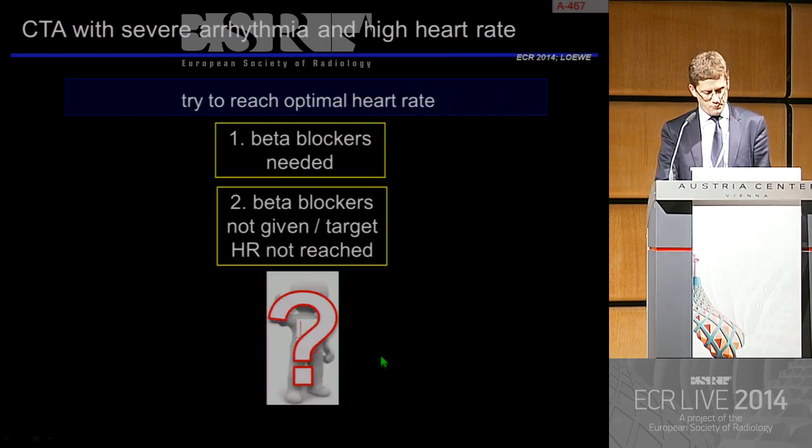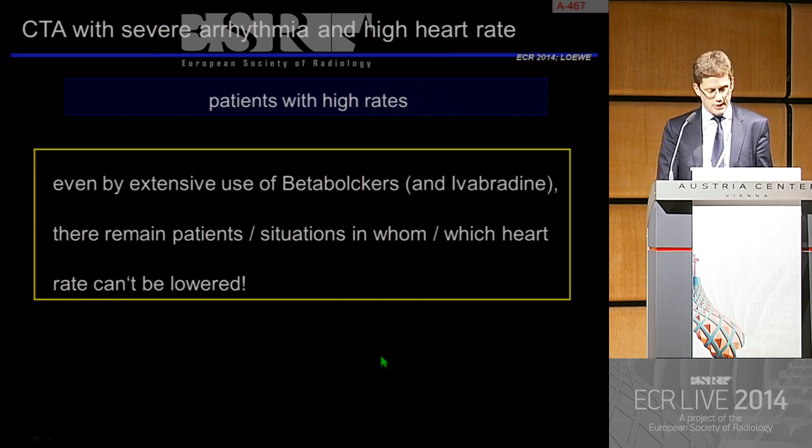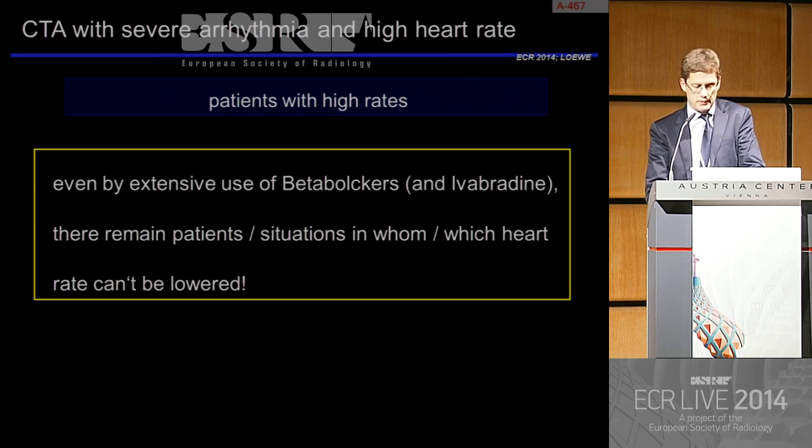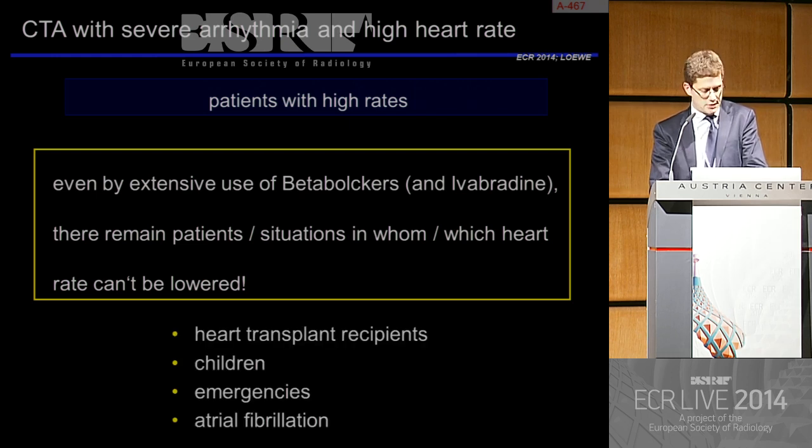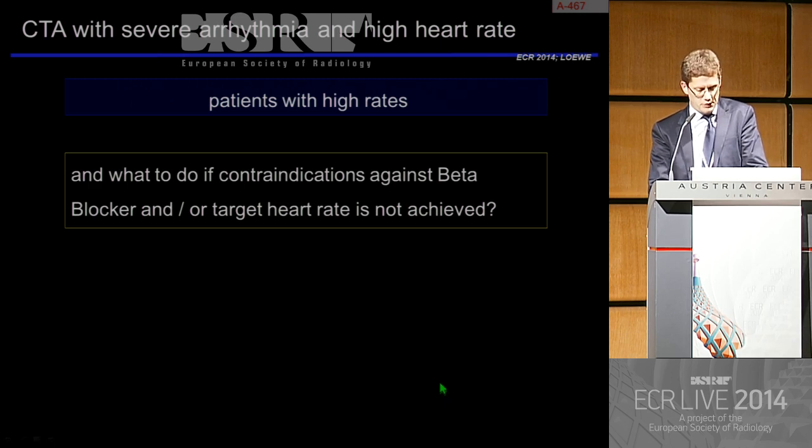So there is a group of patients and a group of situations in which the heart rate can't be lowered, either because beta blockers cannot be given, or cannot be given to the maximal dose, or even situations where we cannot think about giving beta blockers. For example, in patients after heart transplantation, in very small children, in emergency situations, or in patients with atrial fibrillation. It's not good to start giving beta blockers to a patient in an emergency situation with a critical circulatory status. Maybe this could be very dangerous. So there are patients in need of a cardiac CT with high heart rates and contraindications to beta blockers.